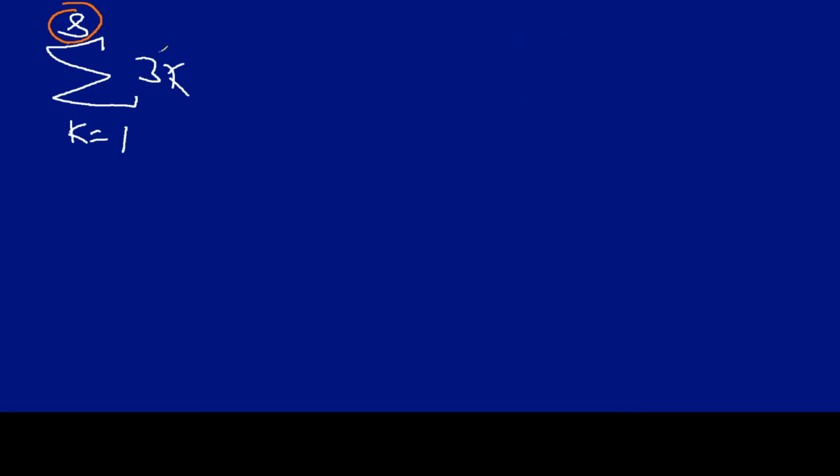Now there's something else I also know as well, is that I also know that my ratio is going to be 3 because I'm multiplying by 3. So my r is 3. I don't have to calculate that. My n is 8. I don't have to calculate that. But I need to figure out what my a1 is.